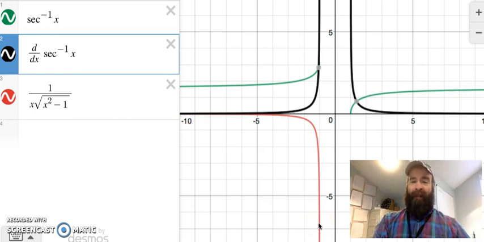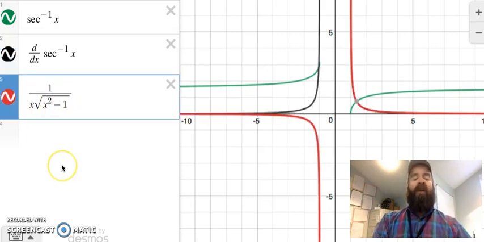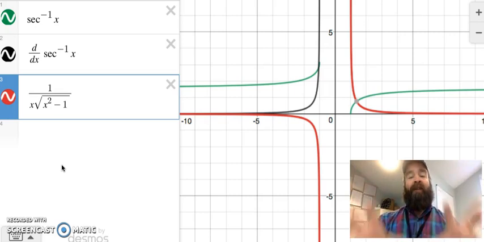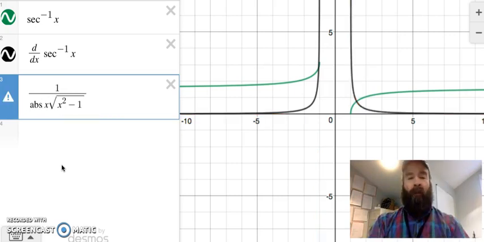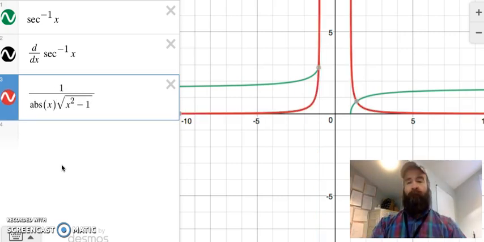And the reason for that is we need this slope to always be positive. The 1's always positive, the square root's always positive, but the x isn't. So if I take this x and do something to it to make sure it's always positive, we'll be good to go. And the way to do that is put an absolute value around it. So now it matches up perfectly with that derivative, and we're good to go.